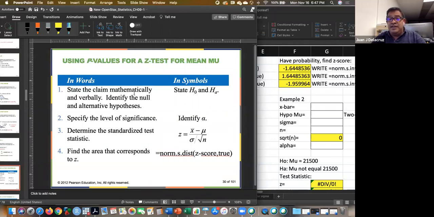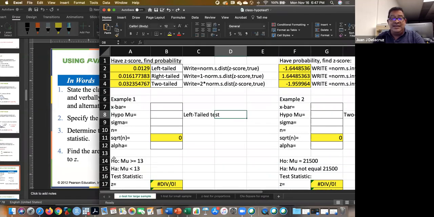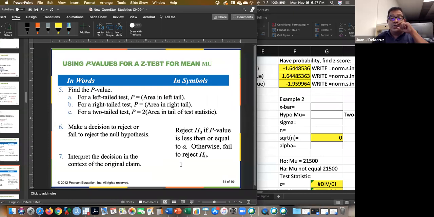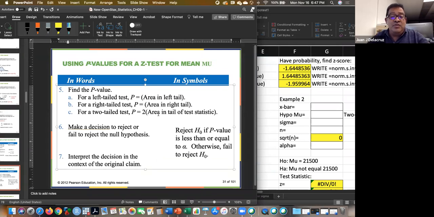So we need a level of significance. So then we need to determine the standardized test. So we don't have to do many things. We already have the norm, this is for the area under the curve. So that's what we were doing here in case that we need to find the area under the curve. And then if we have to find the p-value, we are going to use the left tail test, the right tail test, or the two tail test. So we have the tools to decide that.